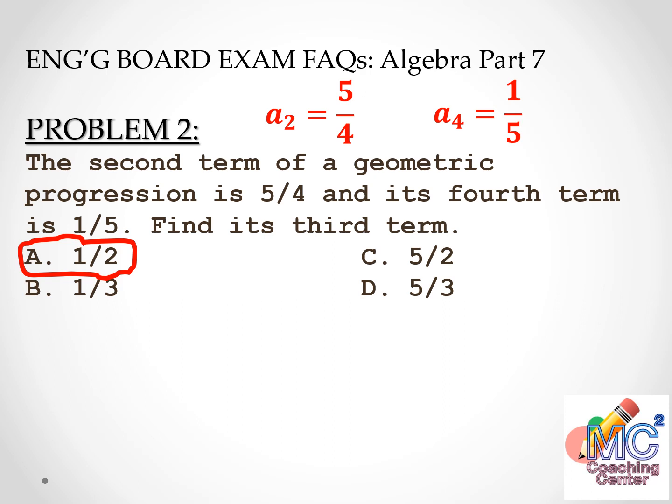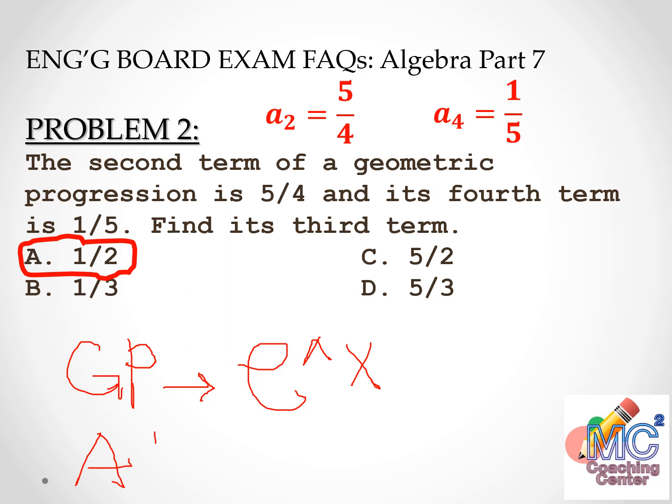Again, just to recall, mode 3, pag geometric at arithmetic progression. Pag geometric progression po, GP, hahanapin natin sa mode 3 is yung e to the x. Okay? That is mode 3.5. Pag arithmetic progression, mode 3 pa rin, mode 3.3. Ano yung mode 3.3? Yan yung A plus B x. Okay? A plus bx. So, yun po. Yan lang po yung dapat tandaan natin.